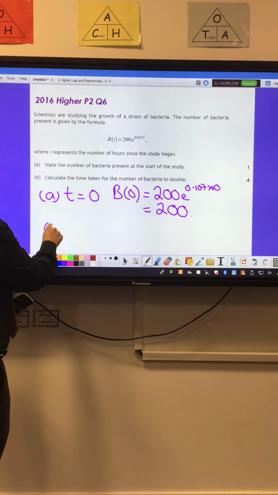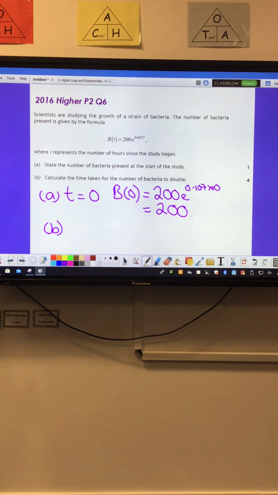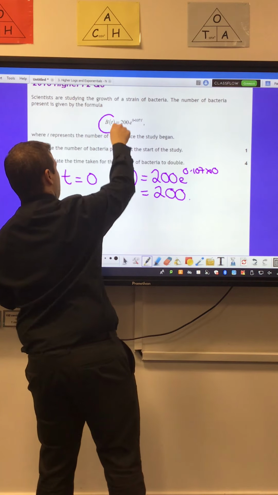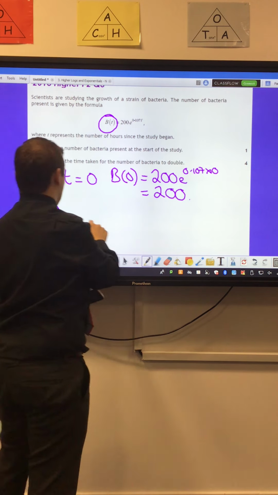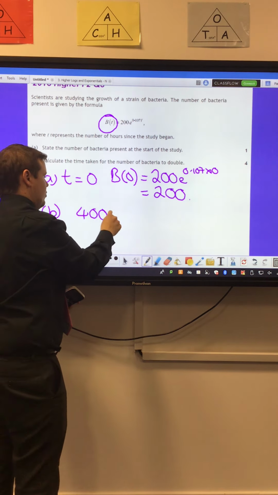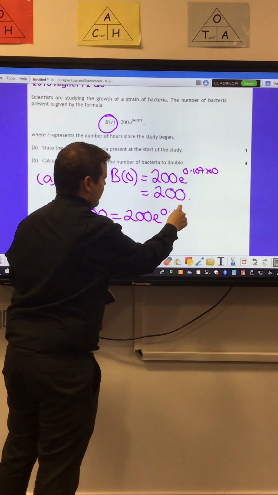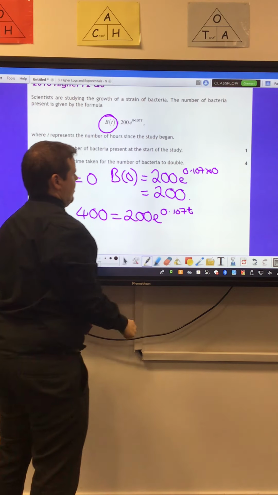Okay, part B. Calculate the time taken for the number of bacteria to double. Okay, well, we started off with 200. This is our bacteria after a certain time. Double 200 is 400. So 400 equals 200 e to 0.107 t. We're going to work out what t is.